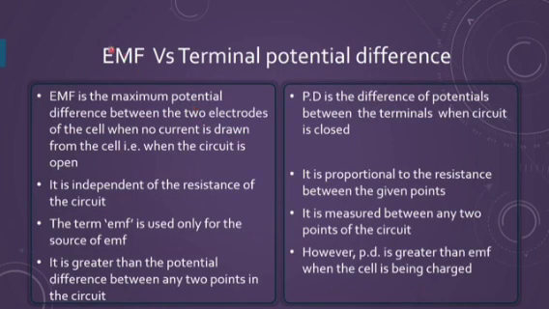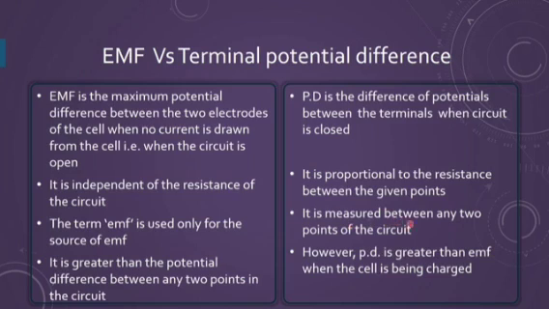Now, if I want to write the difference between the EMF and the terminal potential difference, or simply do the comparison of the two, then EMF is the maximum potential difference between the electrodes when no current is drawn, or you can say work done in the closed circuit, any definition you can write, whereas potential difference is when the circuit is closed. Of course, EMF is independent of the resistance, we have seen from the graph also, but potential difference depends upon the resistance. The term EMF is only used for the source, or for the cell.